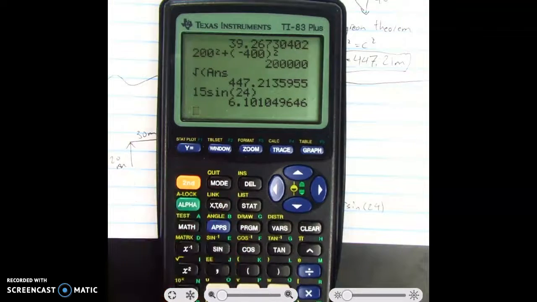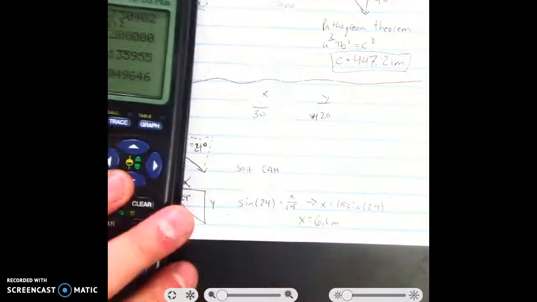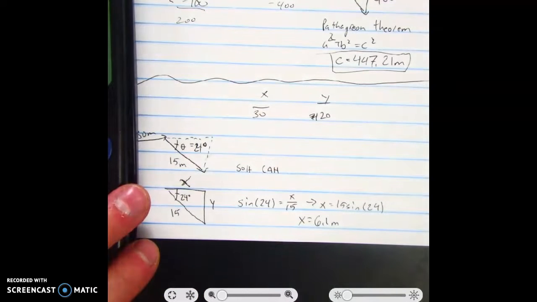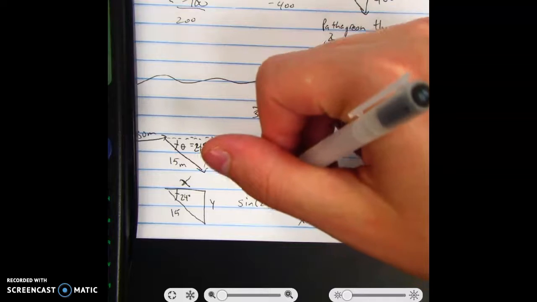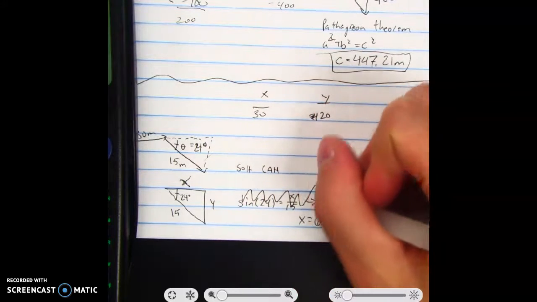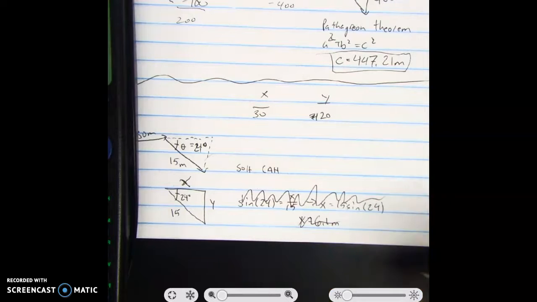So kind of the same thing. I do 15 cosine 24. The reason why I want to use cosine, oh, wait a second. That is embarrassing. We're going to do a little scribble, some more scribble. So turns out I forgot what is what.